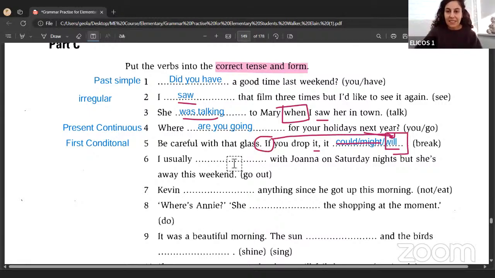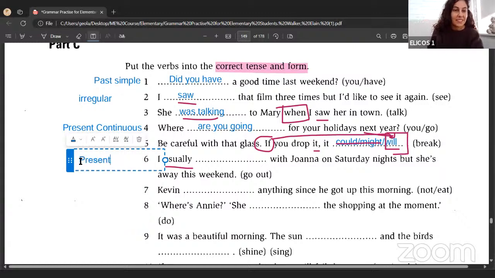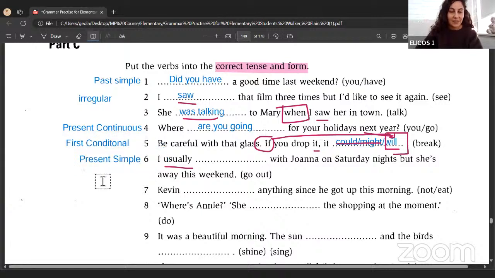I usually something with Joanna on Saturday nights, but she's away this weekend. Well, I'll tell you the trick. How do I know? I've got an adverb. Now, remember, adverbs are words like always, sometimes, never, occasionally. What tense do we use adverbs with? Present simple. Only, yeah. We only use adverbs.